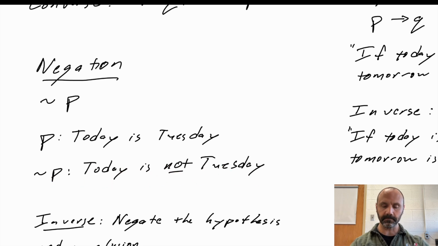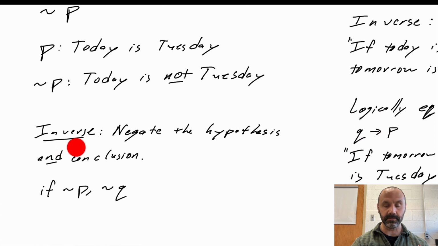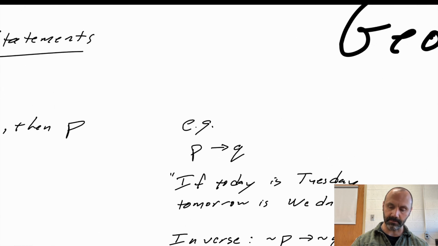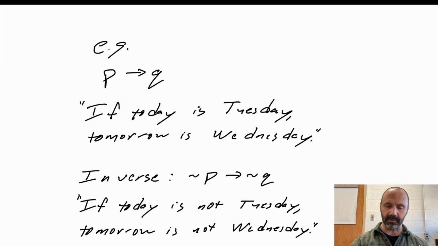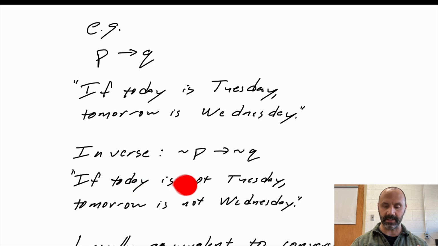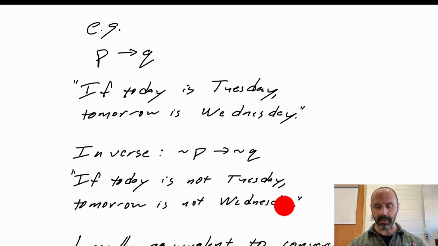This idea of negation. With the idea of negation, then, we can take our conditional statement and negate both the hypothesis and the conclusion. So the inverse is when we negate the hypothesis and the conclusion. So for example, you say, if not P, then not Q. That would be the inverse. Okay, so converse is switching. Inverse is negating both the hypothesis and the conclusion. So for example, right, if today is Tuesday, then tomorrow is Wednesday. That's the original conditional. The inverse would be if today is not Tuesday, then tomorrow is not Wednesday.